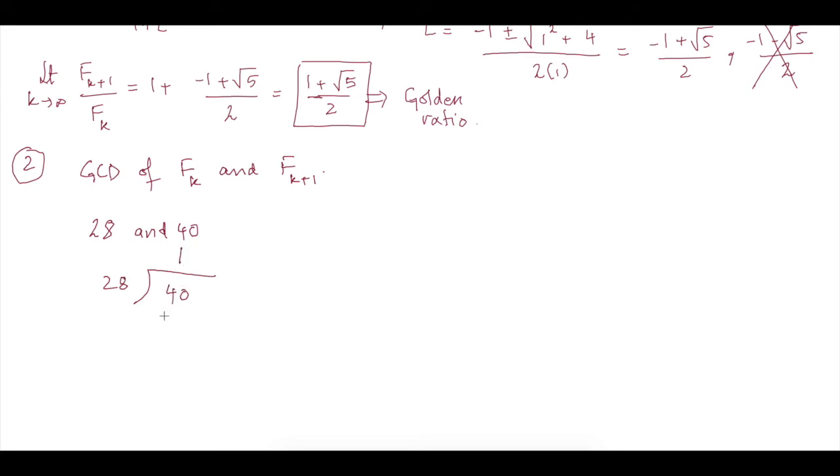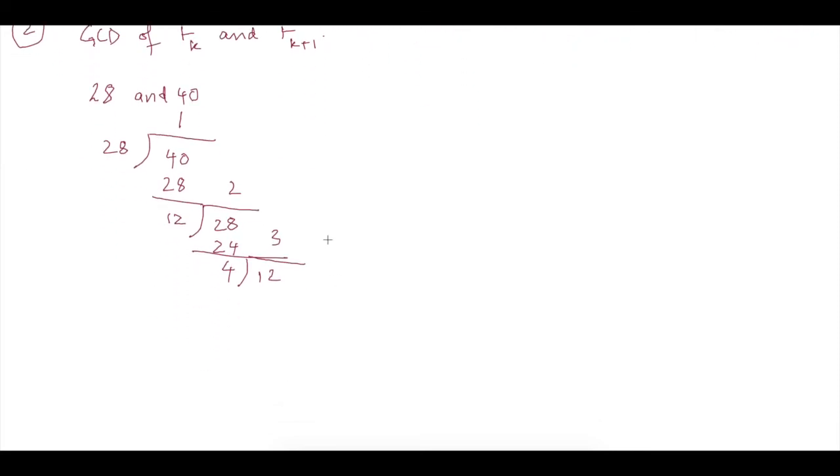So 28 goes into 40 one time, so 28, then 12. Then 12 goes into 28 two times, so 24, then I have 4 as the remainder. Then 4 goes into 12 three times, then 12 here, and the remainder is 0. So this is my GCD of these two numbers. In other words, the GCD of 28 and 40 is 4. Okay, that is the first thing.